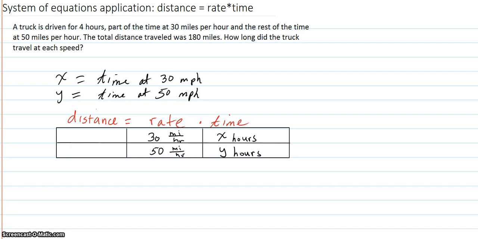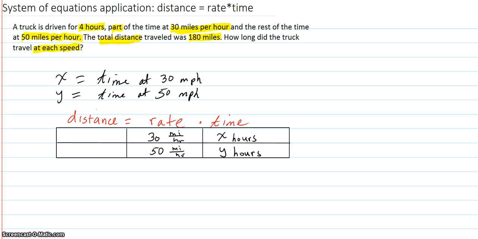System of equations application. This one is a distance equals rate times time type. So a truck is driven for 4 hours, part of the time at 30 miles per hour and the rest of the time at 50 miles per hour. The total distance traveled was 180 miles. How long did the truck travel at each speed?